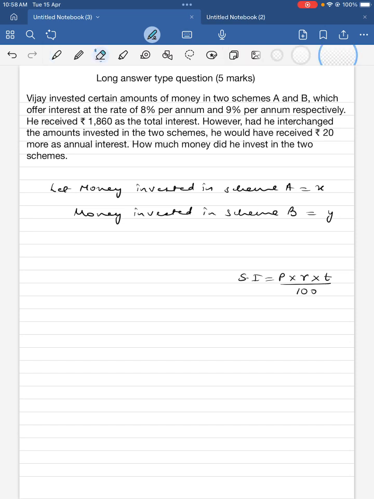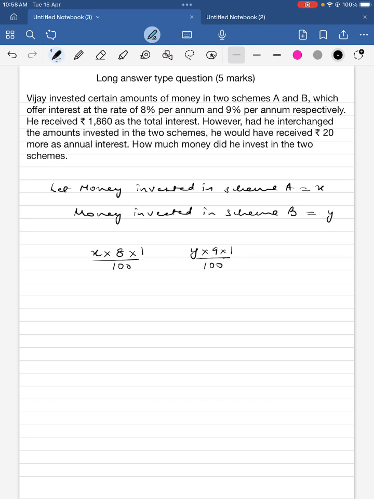Now let's make use of this formula to calculate how much interest he will receive in scheme A. The amount of money he's invested, the principal, is X, the rate of interest is 8, and he's invested it for 1 year. So by applying the formula, it's X times 8 times 1 by 100. That's the interest he's received from scheme A. On the other hand, from scheme B, he would receive Y times 9 times 1 by 100 because scheme B was invested at 9% per annum interest.